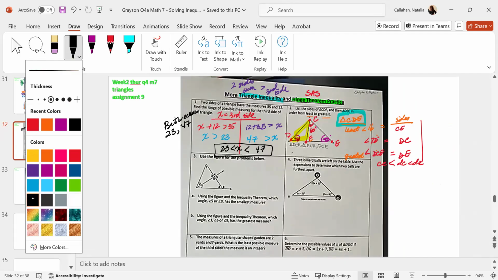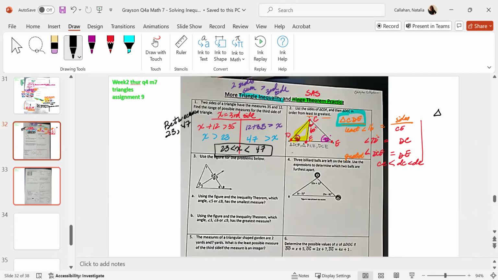Okay, so then you're going to look at triangles DCDE. Now let's look at triangle CDF. CD, oh, this is F. Is this F right here? Yeah, CDF is this triangle right here.